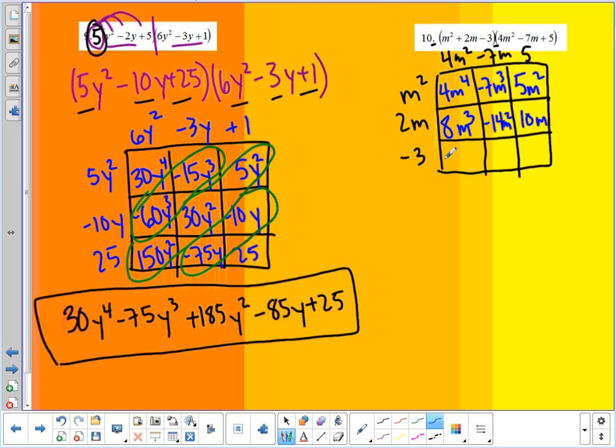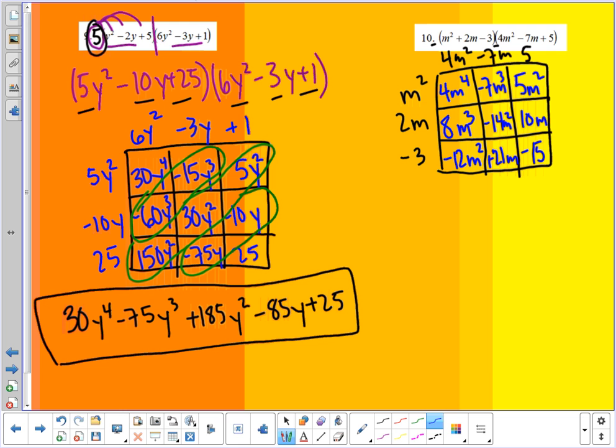Negative 3 times 4 is negative 12m squared. Negative 3 times negative 7, positive 21m. Negative times negative is positive. And then negative 3 times 5 is negative 15.